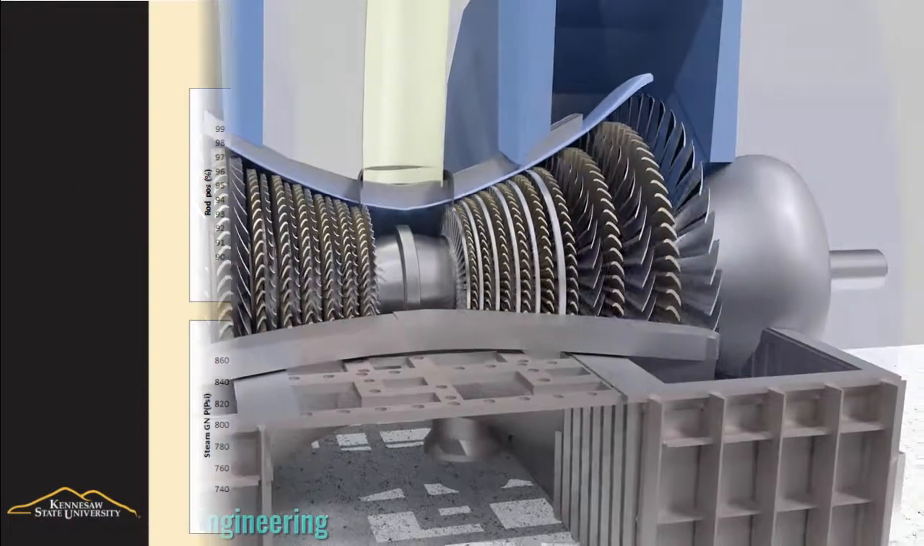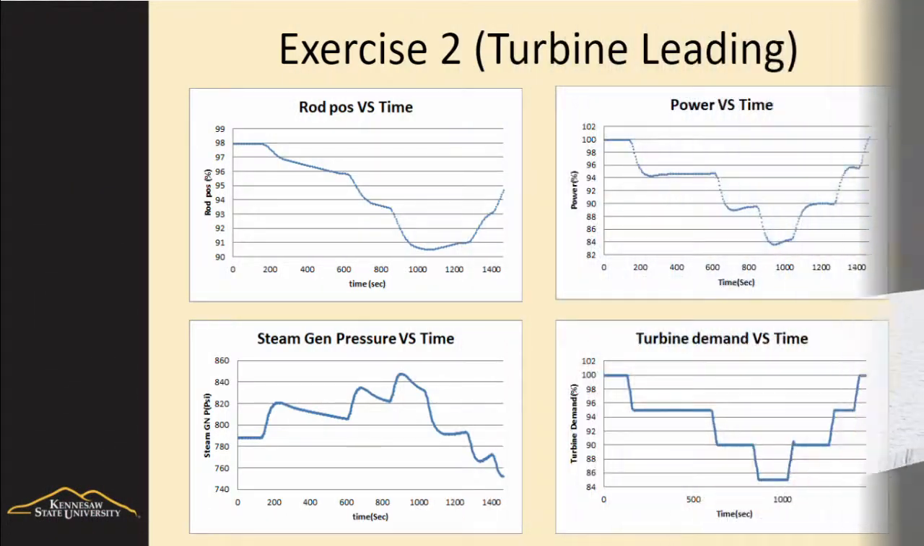The power decrease was less dramatic than in the rod leading example. Turbine demand controls the actual output power of the reactor, instead of controlling the reaction rate directly. The data shown demonstrates the difference between the previous example of control rod leading and leading the reactor by essentially controlling the power output directly.